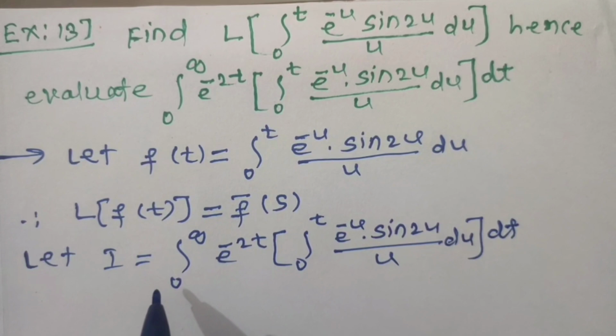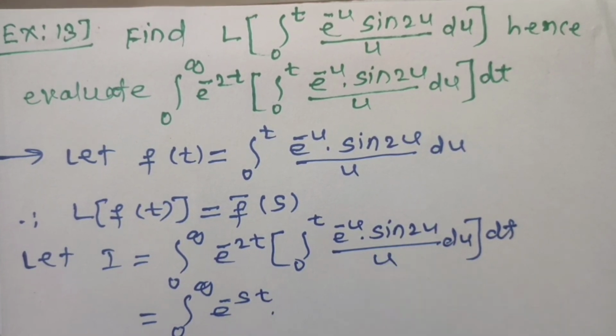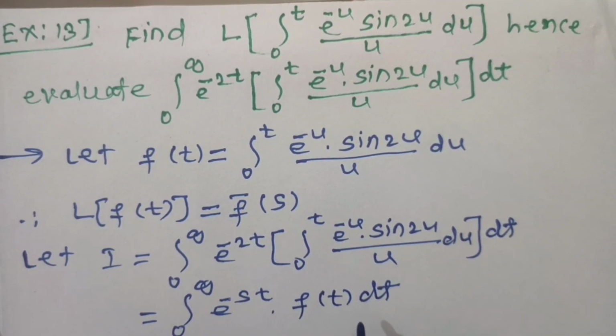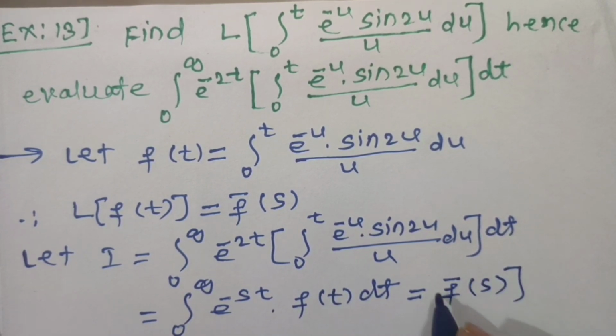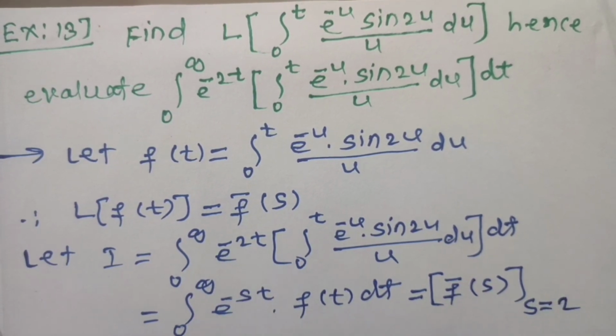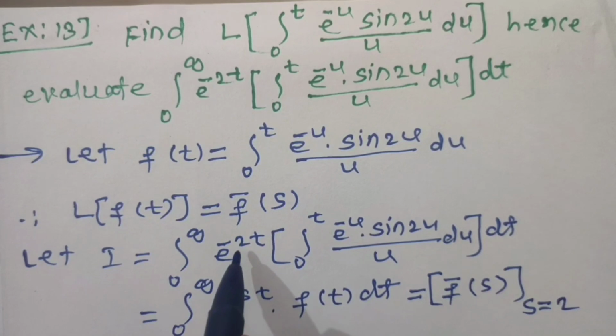We are assuming this as I, and then compare this integral with integral from 0 to infinite e to the power minus st. We have already considered this bracket is equal to f of t dt, and value of this integral is nothing but Laplace of f of t, means f bar of s, and here in f bar of s you have to replace s by 2. Comparing this integral with this, f of t is nothing but this bracket, s is 2.